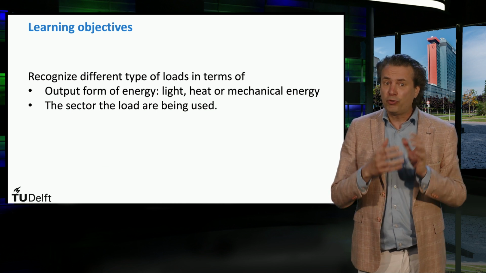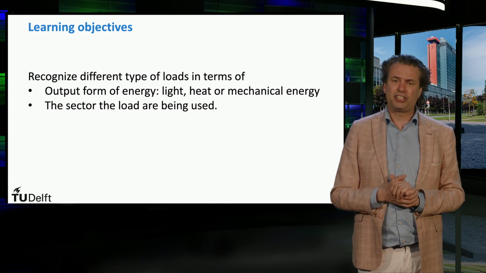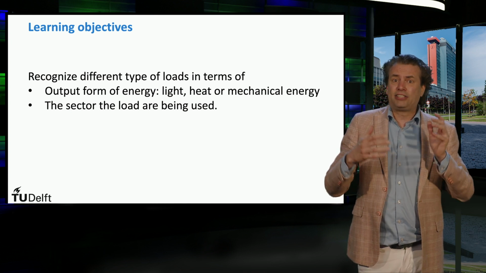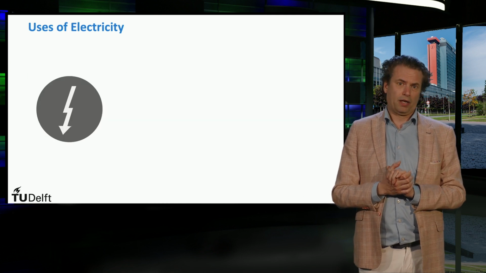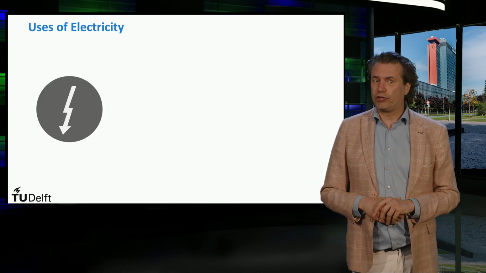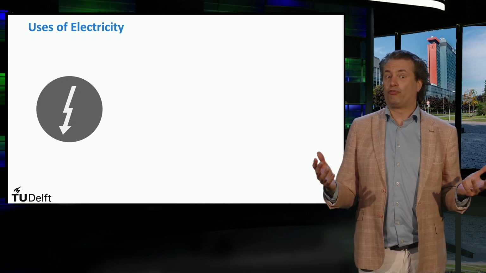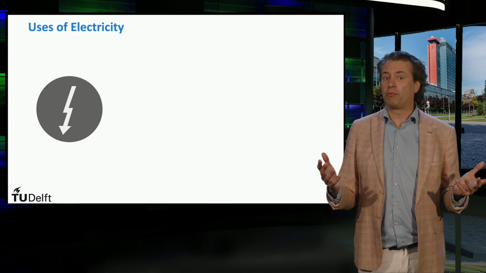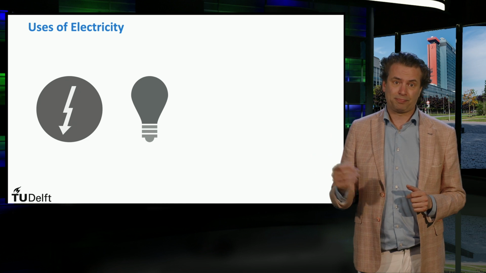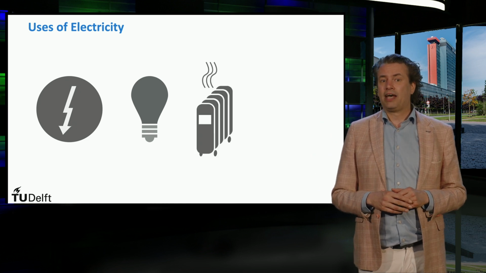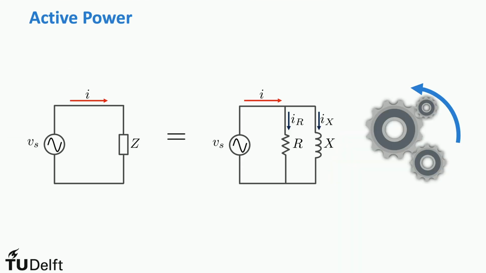The learning objective of this video lecture is to recognize different types of loads in terms of the output form of its energy, like light, heat, or mechanical energy, or as the sector the loads are being used for. Electricity can be converted into many other energy forms. For example, it can be transformed into energy forms that can be directly used by consumers, like light, heat, and mechanical energy.